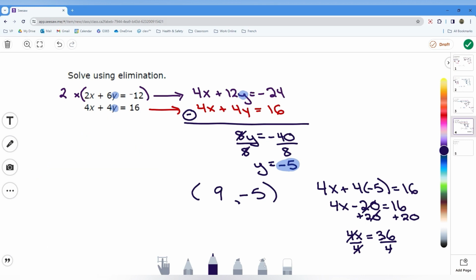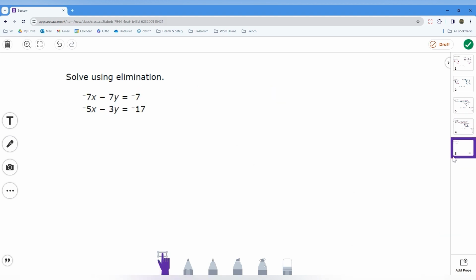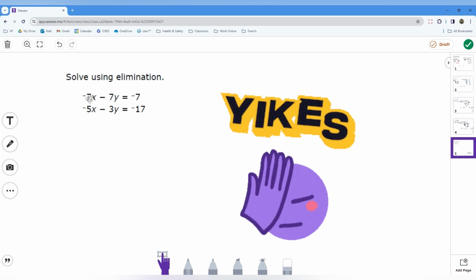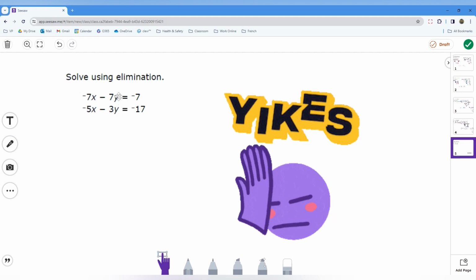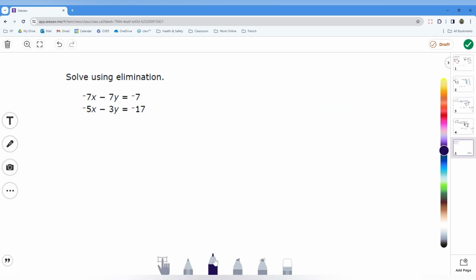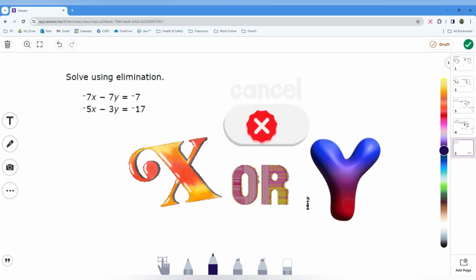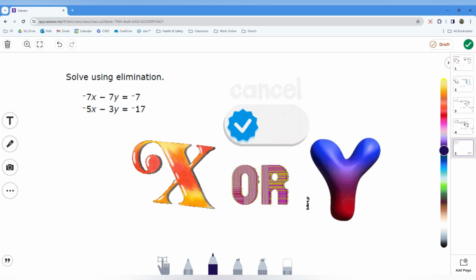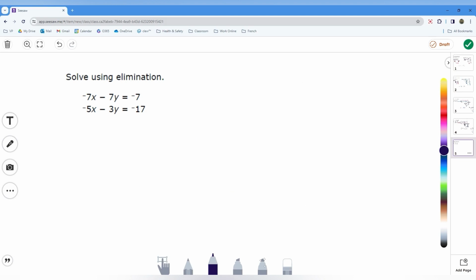Now, we have gone from not having to change any equation to changing one equation. This last example, I'm going to need to change both, because there's no way to make a 7 a 5 or a 5 a 7 or a 7 a 3 or a 3 a 7, so they both need to change. And here's where you get to decide, what are you going to cancel, the x variables or the y variables? I'm going to choose to cancel the x variables.